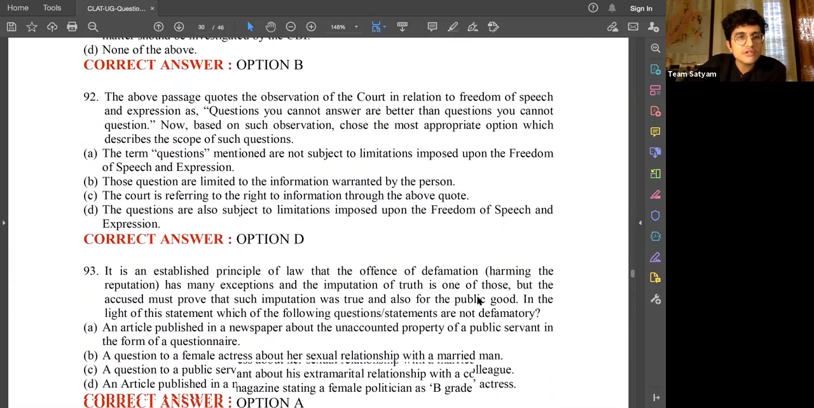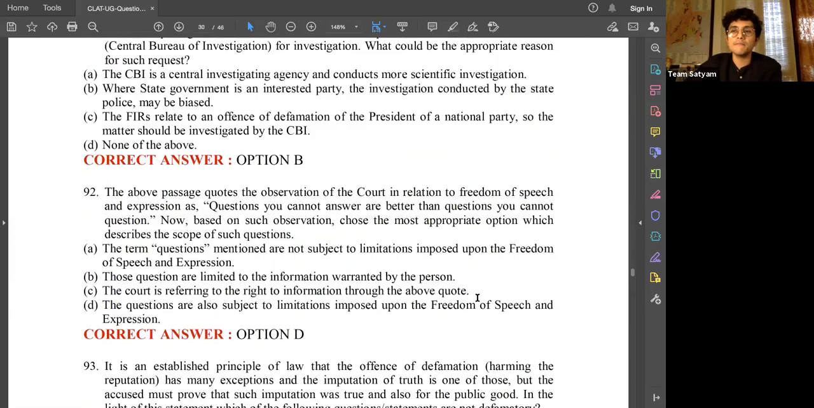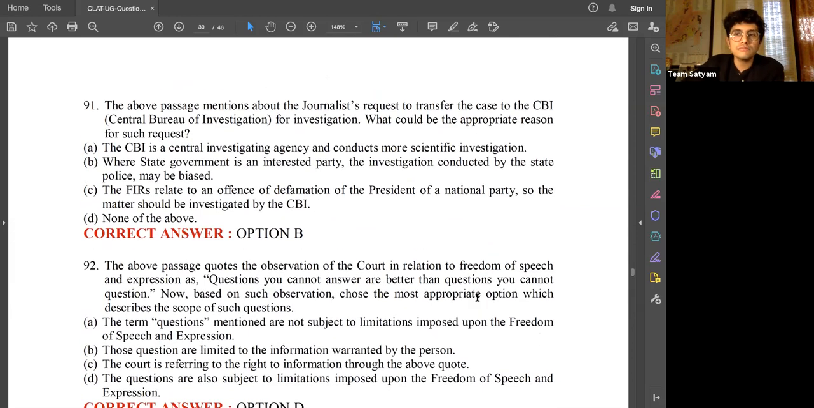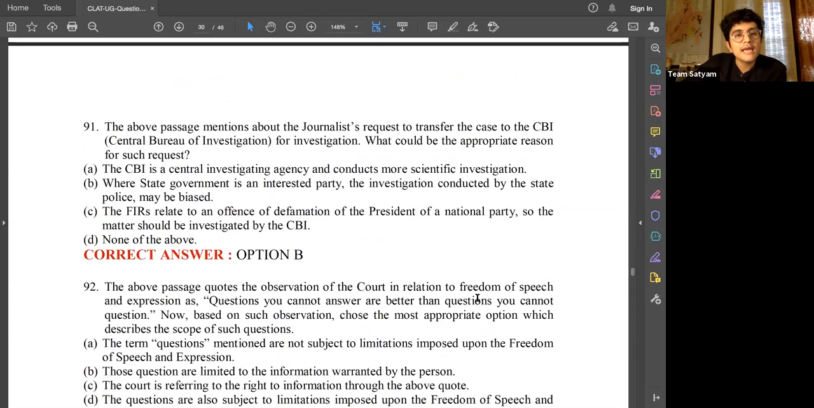These are questions which were a bit confusing and a bit tricky, if I may be allowed to say that. In the 91st question, first of all, the question is asking you what could be the appropriate reason for such a request.